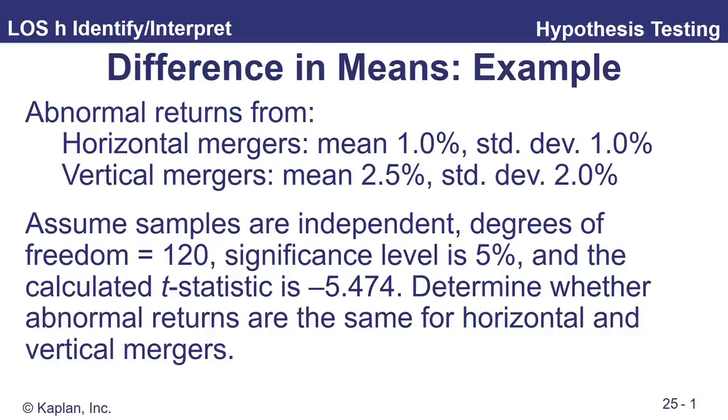Okay, so with our horizontal merger, we've got a mean on our sample of 1% and a standard deviation of 1%. And on our vertical mergers, we've got a mean of 2.5 and a standard deviation of 2%. We're going to assume these samples are independent, i.e. the same companies aren't in both of our samples. The degrees of freedom here are 120, so we've got 120 degrees of freedom. Significance level is 5%, and the calculated t-stat is minus 5.474. Determine whether abnormal returns are the same for horizontal and vertical mergers.